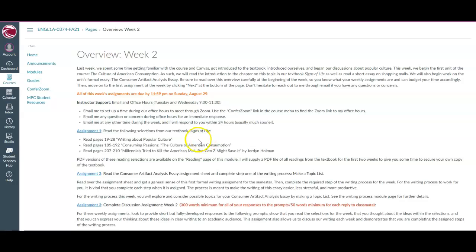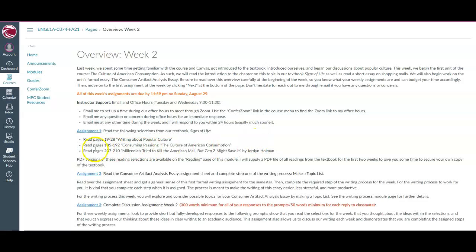If we take a look at the first reading for this week, I'm asking you to take a look at pages 19 to 28, writing about popular culture. And this section just will help us to begin our conversation about the kinds of processes we'll be using to develop our reading, writing, and critical thinking skills. So it's an informative piece of writing about these skills and about the processes we'll be using. So really important for us, not only for this week, but just going forward for the rest of the semester. So take a look at those pages.